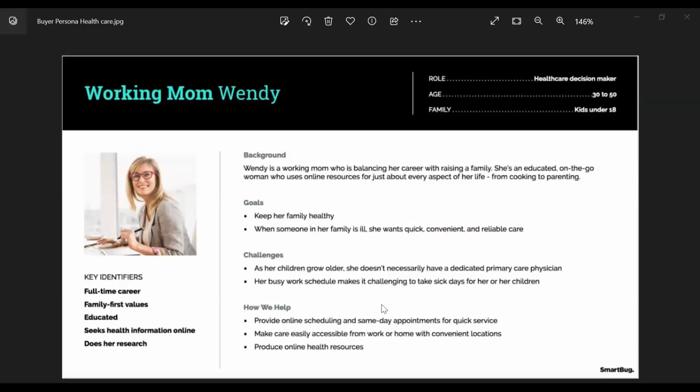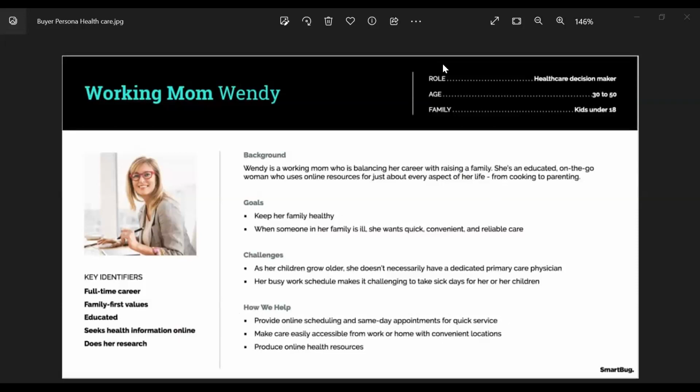Because she doesn't have the time to go and come back tomorrow. This alone makes them unique. This alone is a unique selling proposition, because it is rare to book an appointment with a doctor or a hospital today and get an appointment that same day, except it's an emergency. But these guys are saying they provide online scheduling and same day appointments for quick service.